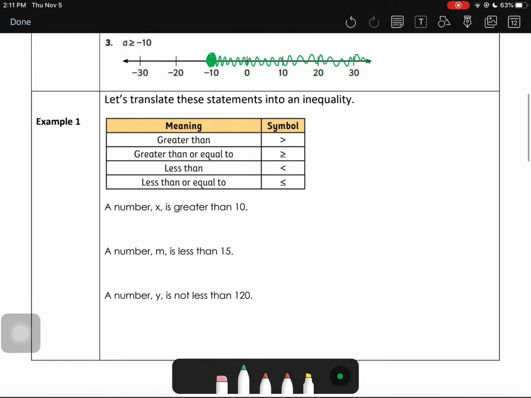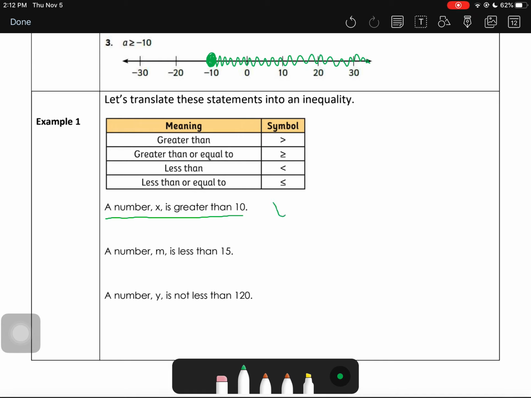So let's translate these symbols or words into math symbols. So greater than and greater than or equal to, less than and less than or equal to. So we're going to translate these English sentences, statements, into math symbols.